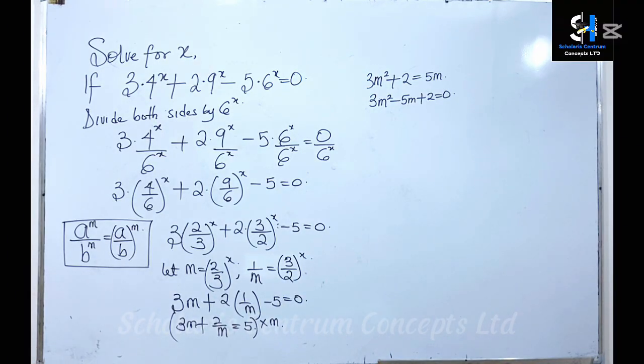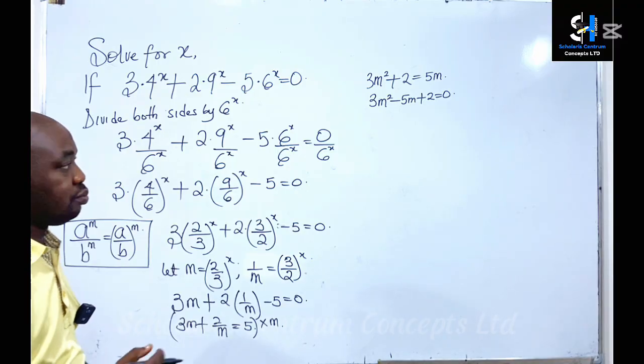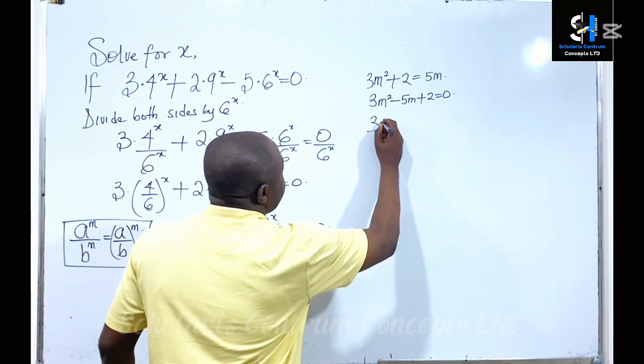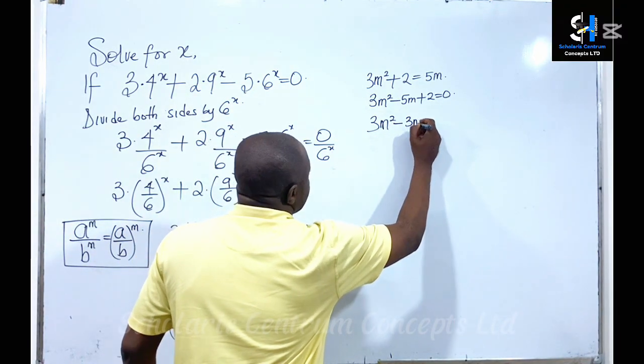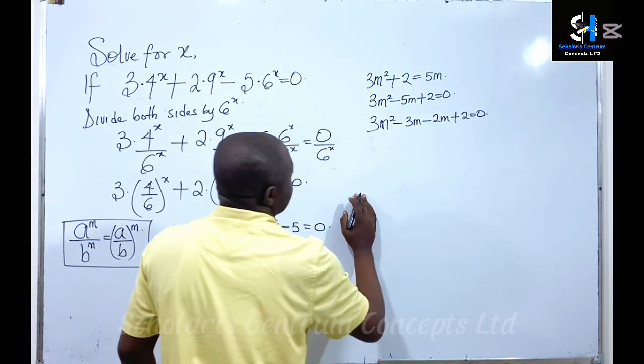That's negative 3 minus 2, which is minus 5. And then minus 3 times minus 2 is what? Plus 6. So in this case, this will be 3m squared minus 3m minus 2m plus 2 equals 0.